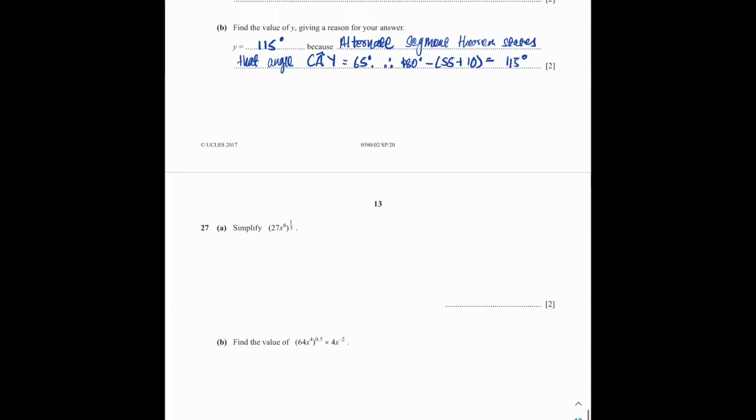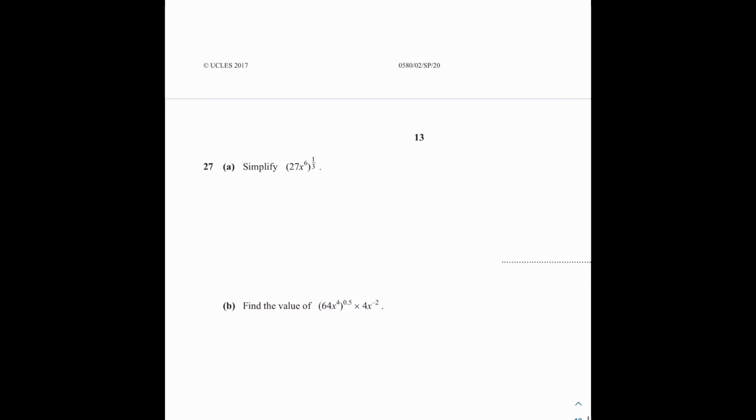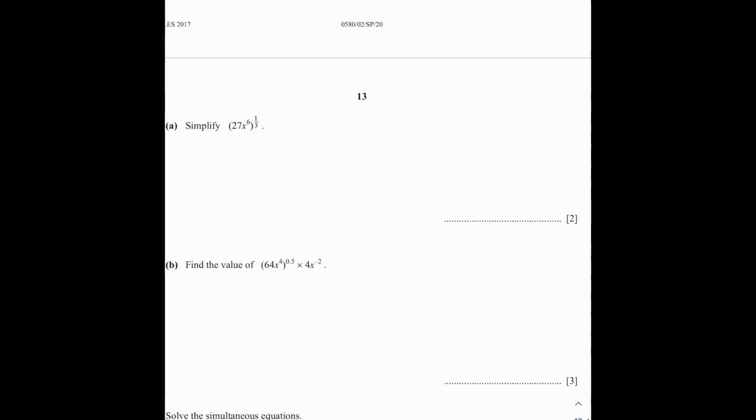Okay, last questions. Simplify this. Pretty straightforward. Cube root of 27 times x cubed, which is 9x cubed. Oh, 3x cubed. 3 cubed is 27. So 3x cubed. My bad.